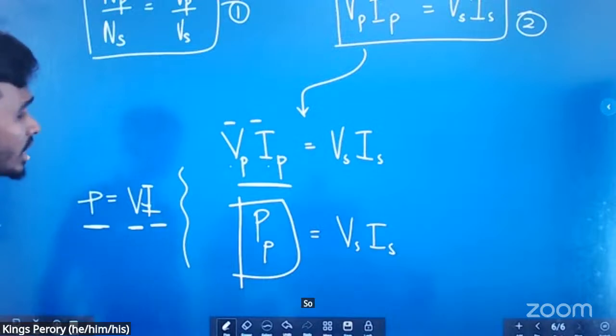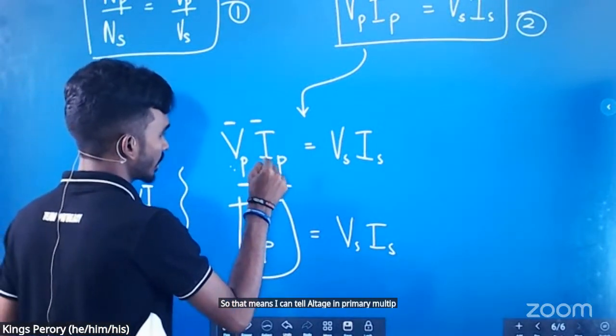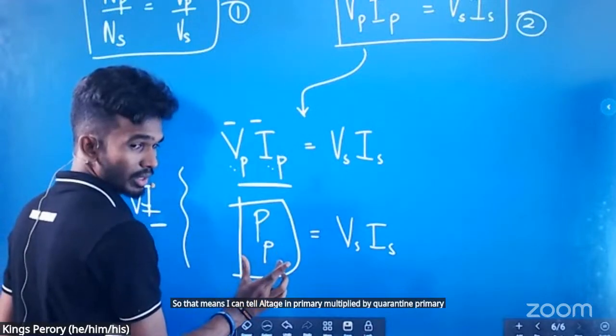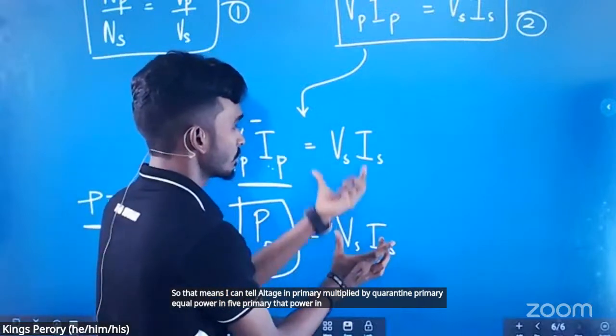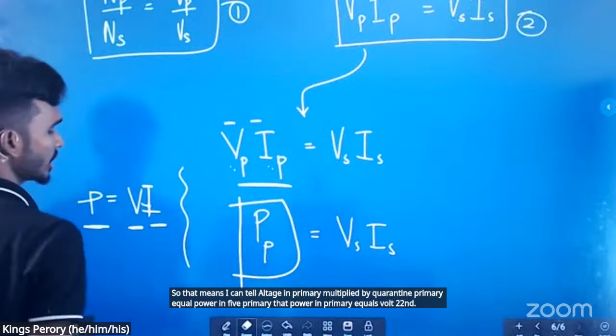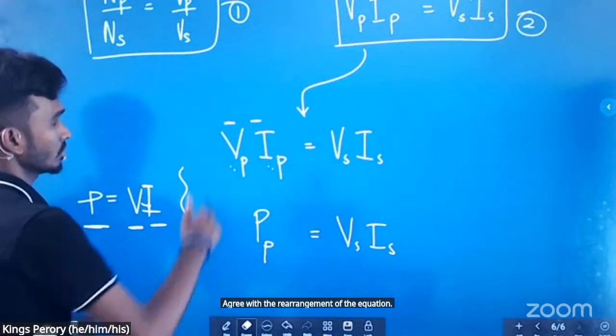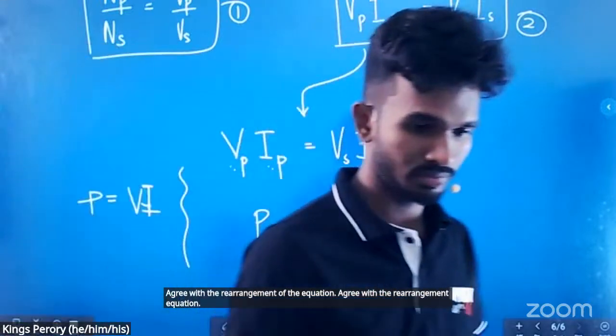So that means I can tell voltage in primary multiplied by current in primary equals power in primary. That power in primary equals voltage times current in secondary. Agree with the rearrangement of the equation? Mathematically think.